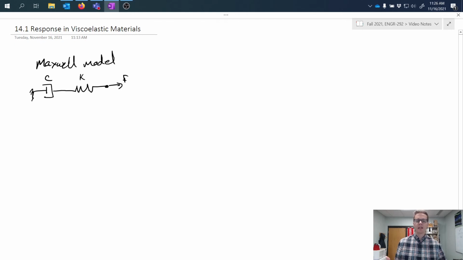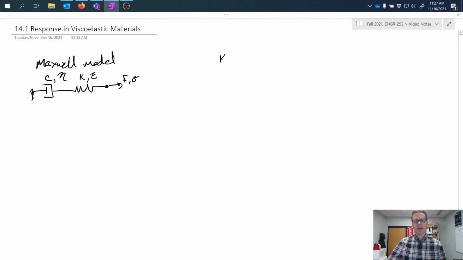However, typically when we're talking about material response, these models are given in terms of stress and strain. So force becomes stress, spring constant becomes elastic modulus, and damping coefficient becomes viscosity. Whether we're thinking about these in terms of stress or force doesn't really matter from this perspective. More or less, what we're thinking is, how do we actually model this system, and what sort of response do we expect to get out of it?